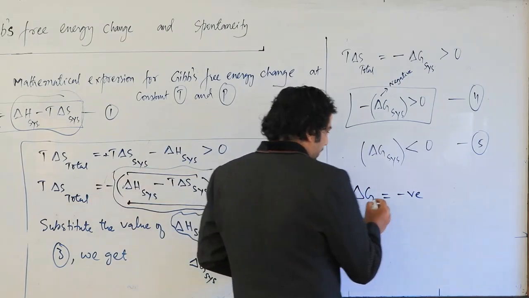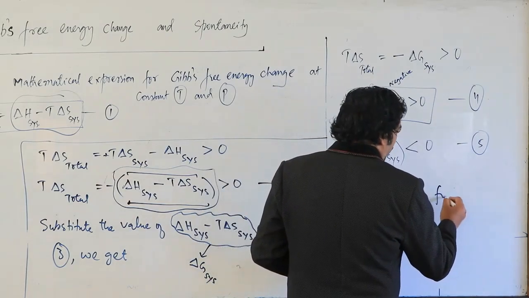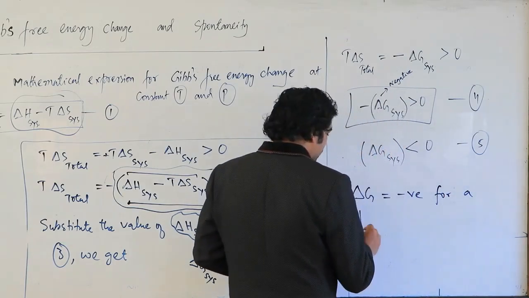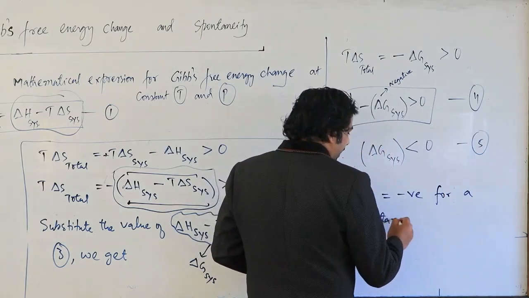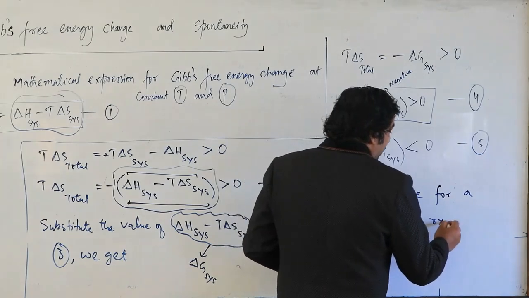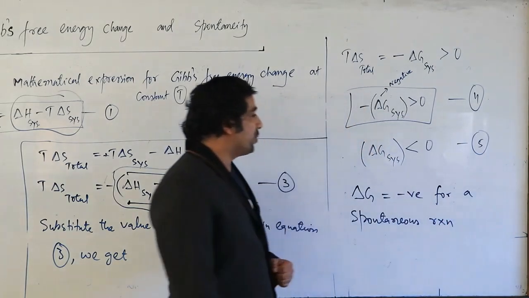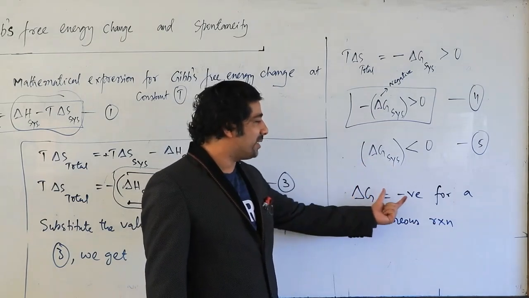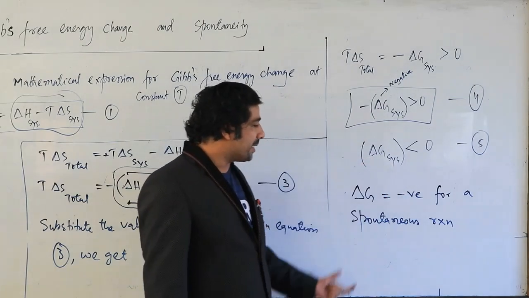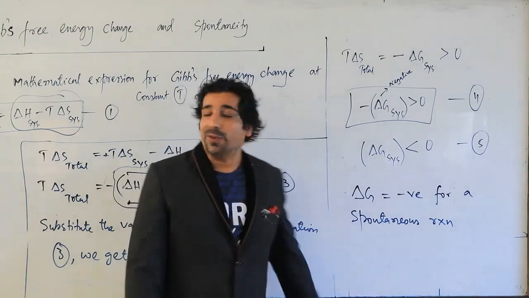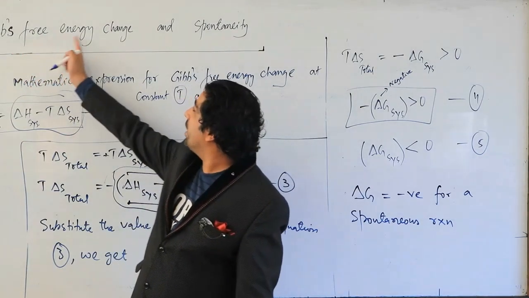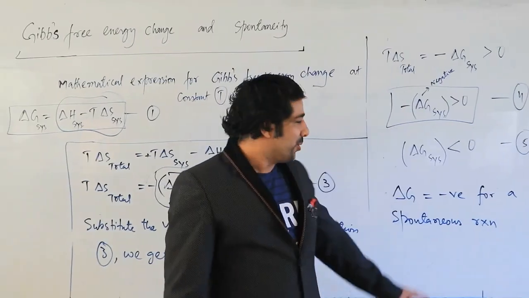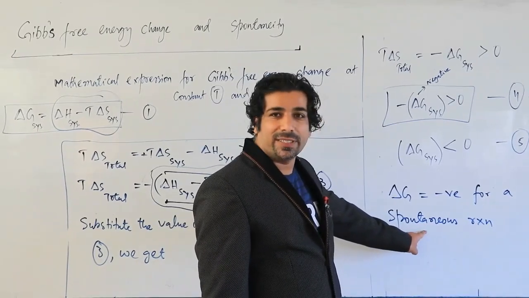Delta G is negative for a spontaneous reaction, my dear friends. So finally, this is my expression. If the delta G value is negative, it is a spontaneous reaction. So finally, Gibbs free energy change and spontaneity. So we reach this conclusion, my dear friends.